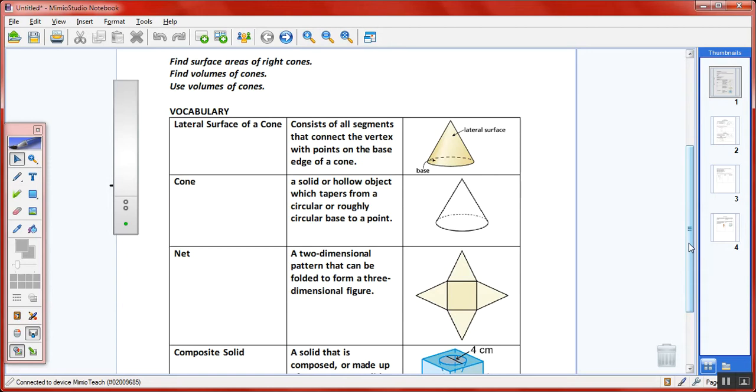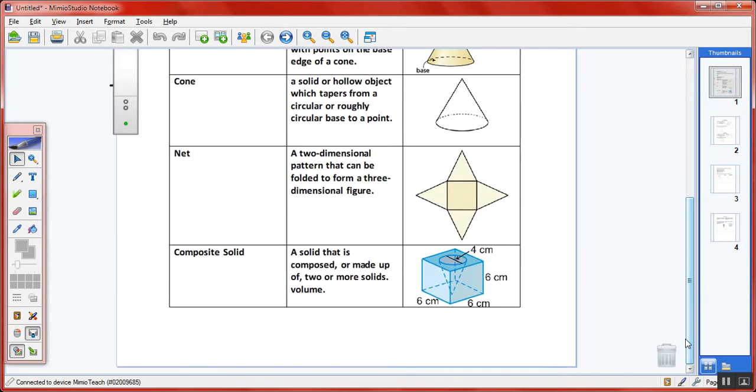First term up here is a lateral surface of a cone. The lateral surface of a cone consists of all segments that connect the vertex with points on the base edge of the cone. Basically, the lateral surface is this rounded part up top, and the round part at the bottom is my base. A cone is a solid or hollow object which tapers from a circular or roughly circular base to a point. So from this circular base, everything heads to a point from that edge. Okay, so you know what a cone is.